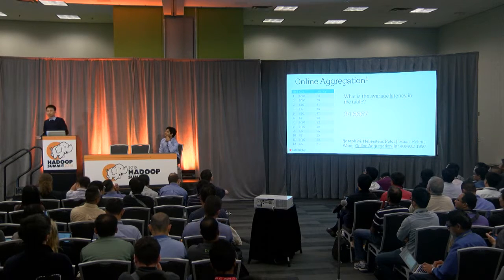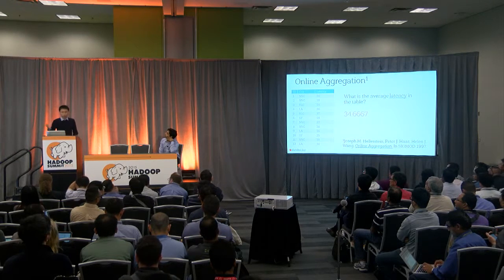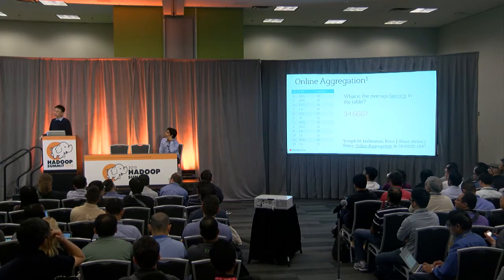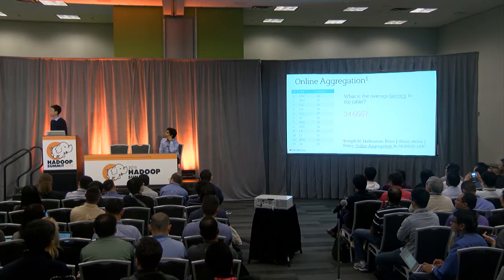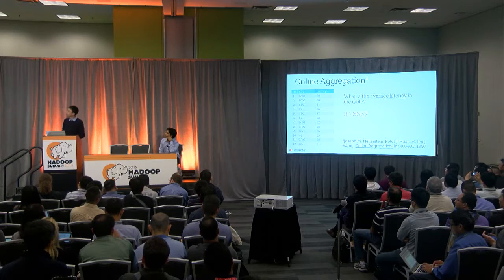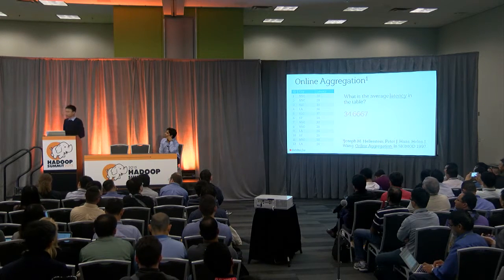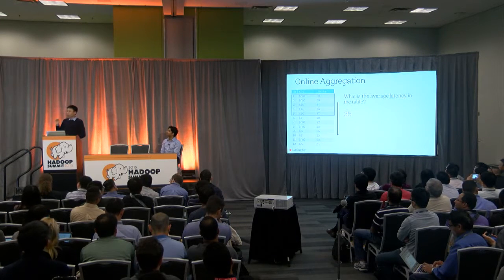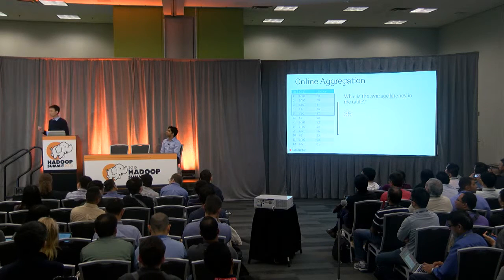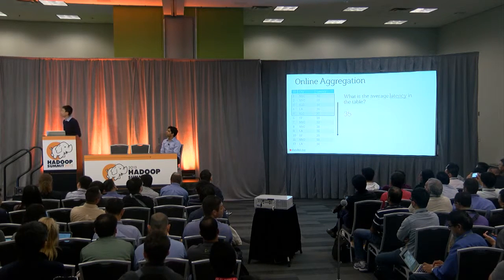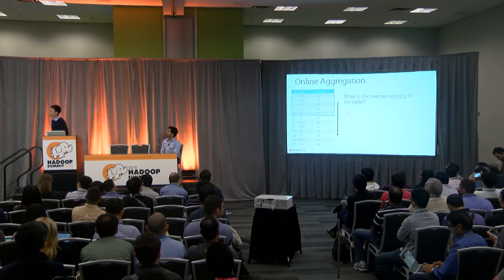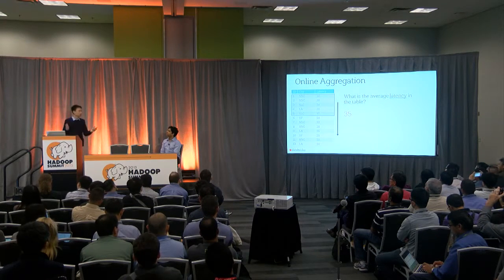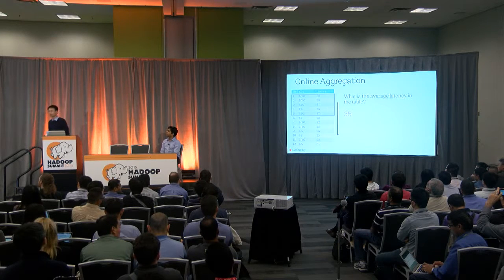A traditional SQL engine would just process all the data, and after a long delay, it will give you a single exact answer. Let's say the answer is 34.667 here. On the contrary, online aggregation can give you fast answers as soon as it has processed part of the data. For instance, here the engine has just processed the first 5 tuples, and it can give you a quick response with a partial result, let's say 35 here.